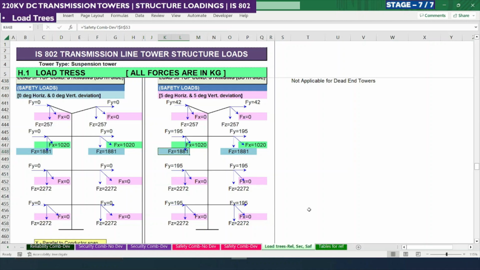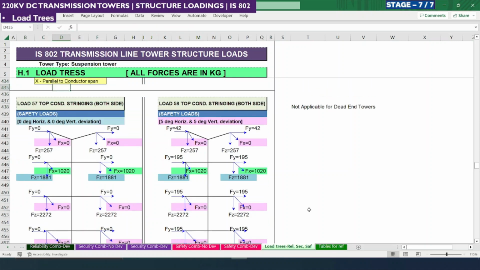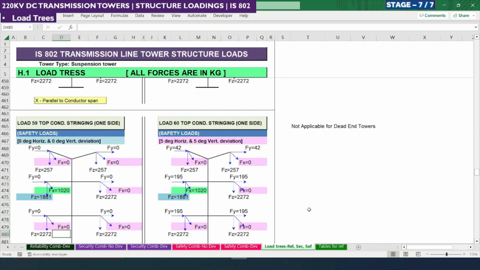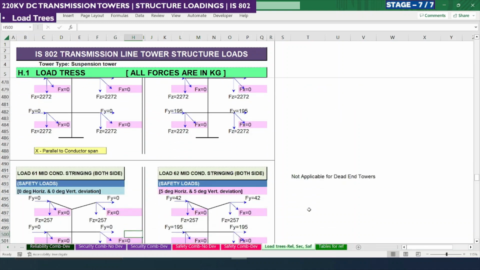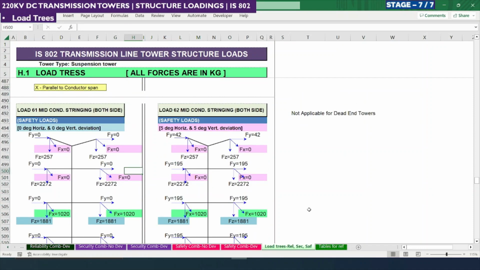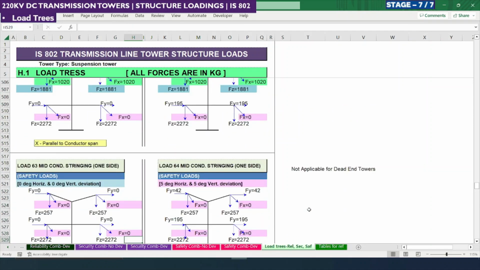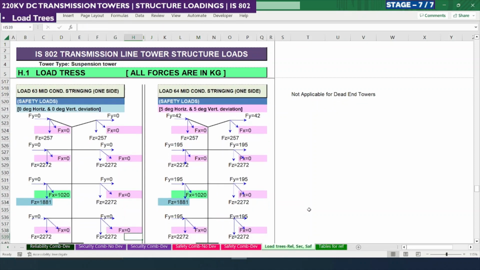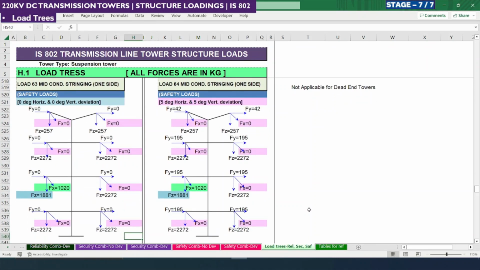The same one we are going to apply further, that is in the next case, top conductor stringing on one side. On the other side we are applying the intact force which we calculated, applied as in the earlier cases. In the next cases we are applying this broken wire or stringing in the mid conductor on both sides, and the remaining are intact. And in the next cases 63 and 64 we are applying this broken wire or stringing in the mid conductor on only one side, that is the left side.